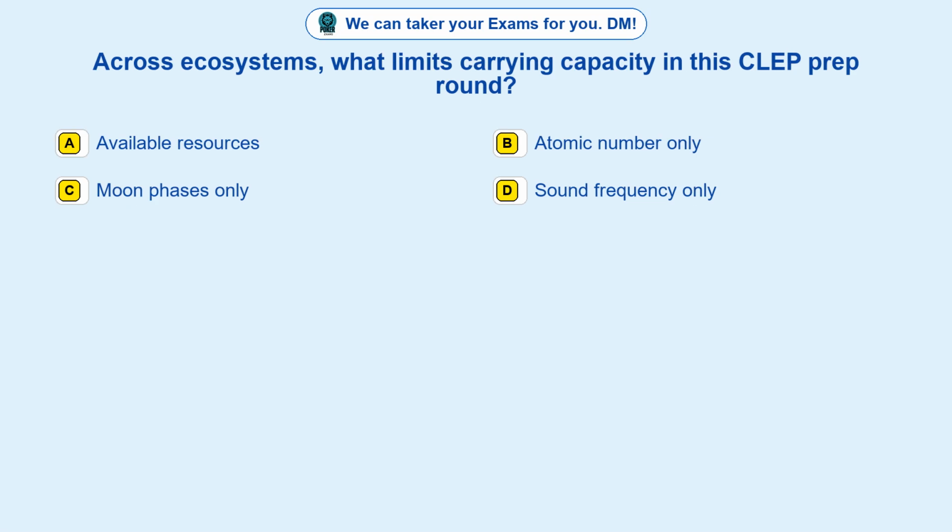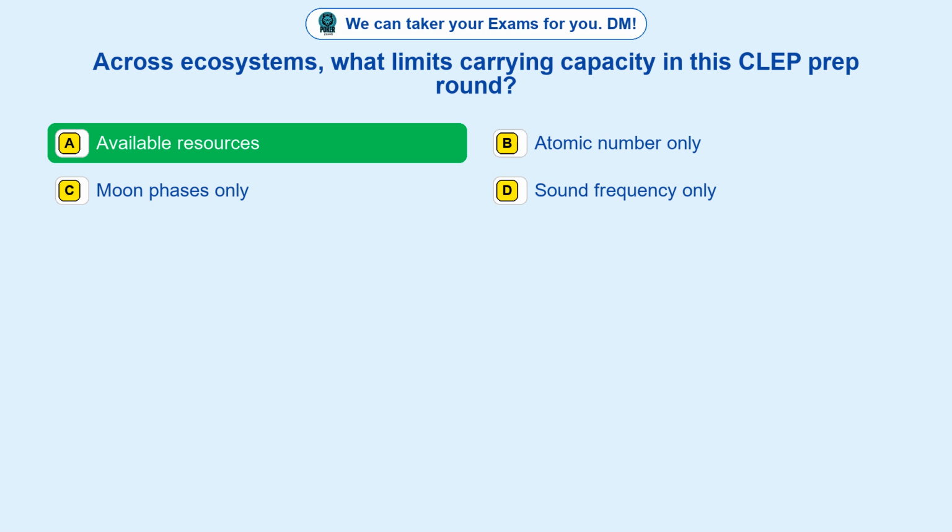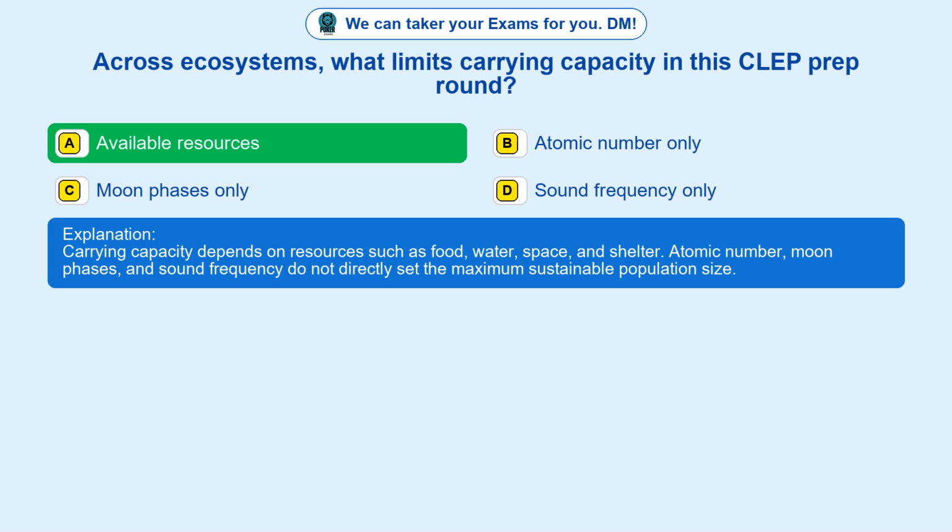Question 29. Across ecosystems, what limits carrying capacity in the CLEP prep round? Option A, available resources. Option B, atomic number only. Option C, moon phases only. Option D, sound frequency only. The correct answer is option A, available resources. Carrying capacity depends on resources such as food, water, space, and shelter. Atomic number, moon phases, and sound frequency do not directly set the maximum sustainable population size.